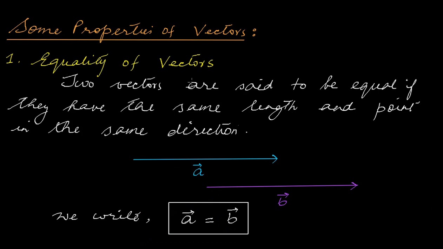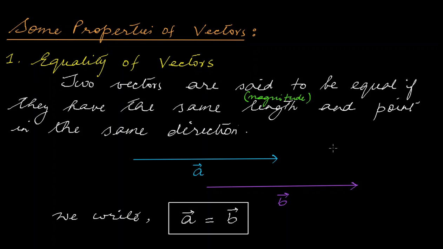Let us look at some properties of vectors. Number one, equality of vectors. Now when are two vectors said to be equal? Two vectors are said to be equal if they have the same length and point in the same direction. You remember the length here represents what? It represents the magnitude, right? The length is representing the magnitude of the vector. That means how big the vector is, how small the vector is.